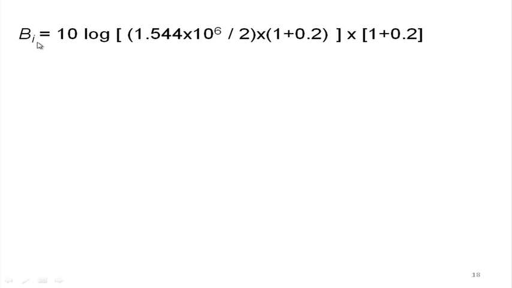So, individual bandwidth per carrier in dB form is 10 log of the bit rate 1.544 megabits, and because of QPSK it is 1/2, multiplied by the roll-off factor, which was 20%, so 1.2, and then the whole thing is multiplied again by the guard band factor, which is 20%, 1.2. So, that comes out to be 60.46 dB-Hz bandwidth. And it is in dB, so it is dB-Hz. It is just approximated; you can do your calculation and you get a slightly different number depending on how you do the calculation.